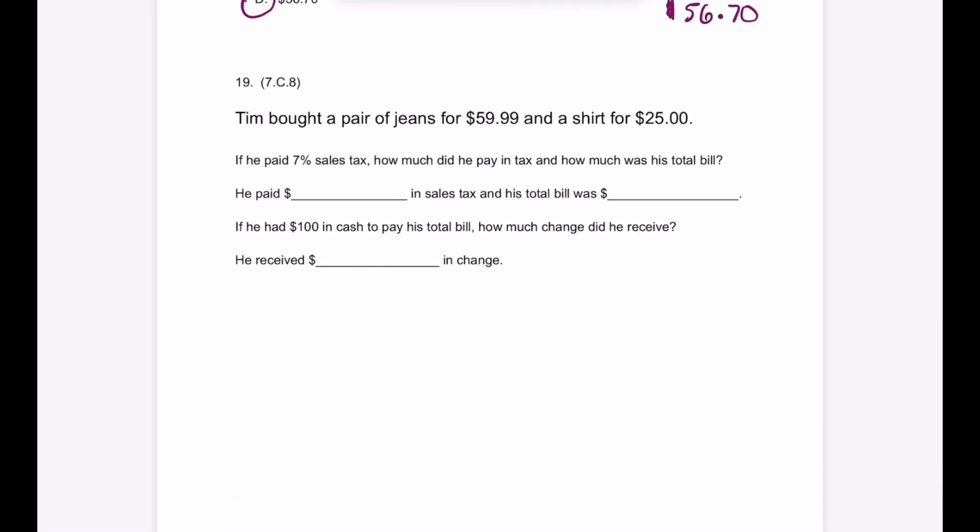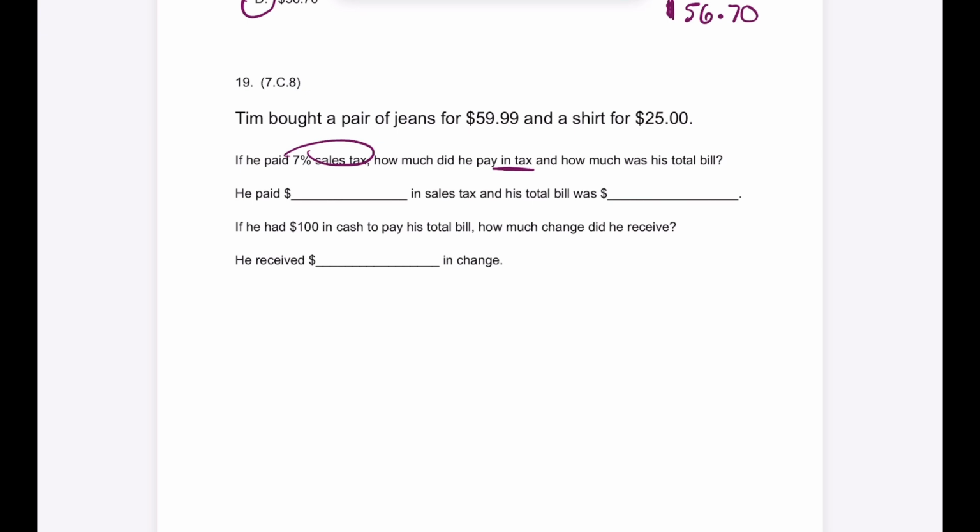And moving on to the last one, it says Tim bought a pair of jeans of $59.99 and a shirt for $25. So it says, if he paid 7% sales tax, how much did he pay in tax and how much was his total bill? Okay, first let's look at just how much he paid in tax. That's all they want to know.